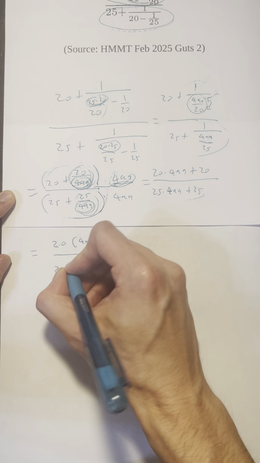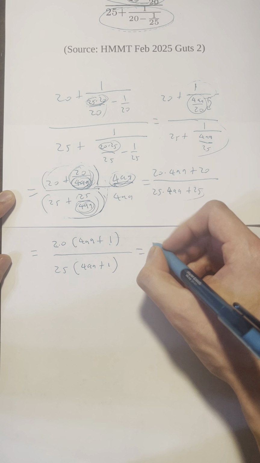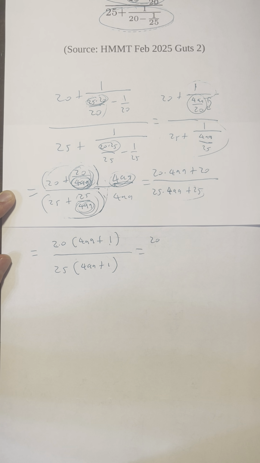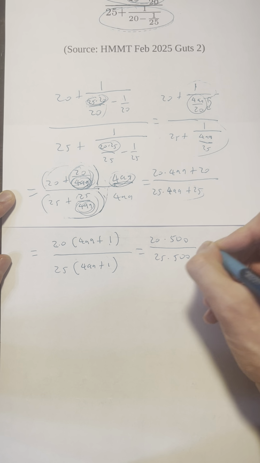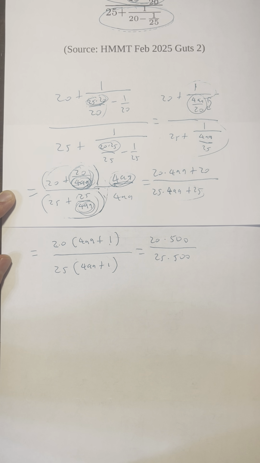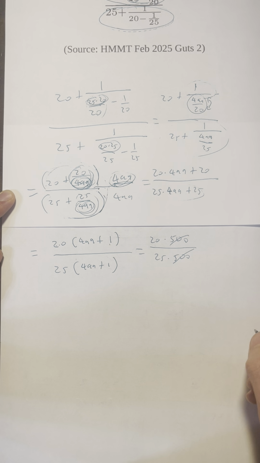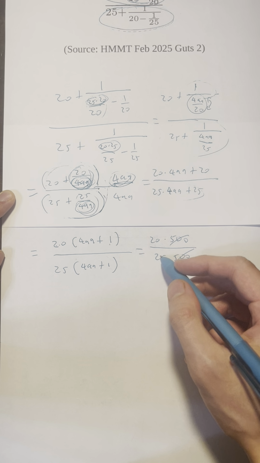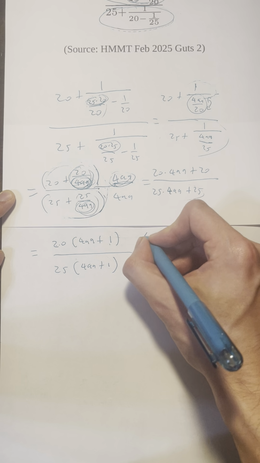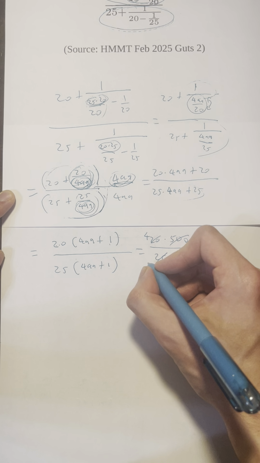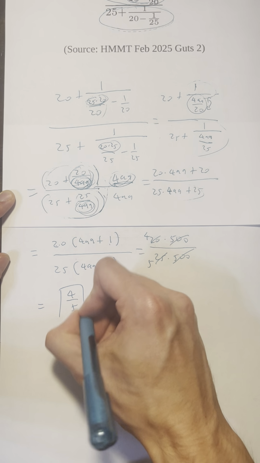Okay, and you should have gotten 25 times 499 plus 1. So what's 499 plus 1? 500. So 20 times 500 over 25 times 500. How do we simplify this fraction? Cross these out. And what's 20 over 25 equal to? What can I divide out of the top and bottom? Divide out 5. So 20 divided by 5 is 4, and 25 divided by 5 is 5. Since this cannot be simplified any further, our answer is 4 over 5.